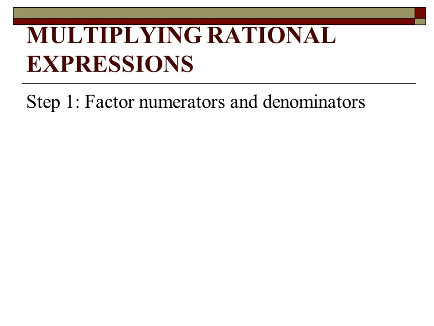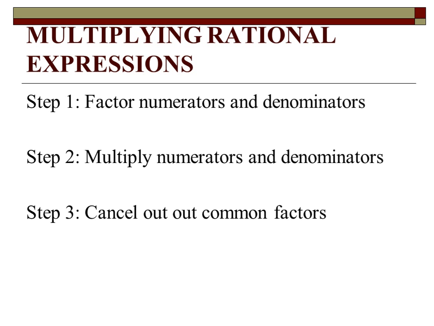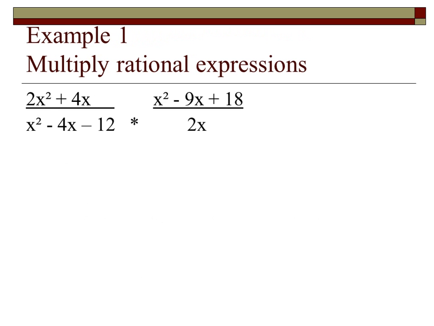Here are the steps. If you memorize these steps, you should be okay. The first thing you do is factor numerators and denominators. In this situation, you factor everything. As you recall, with adding and subtracting rational expressions, you just factor the denominators. But for multiplying and dividing rational expressions, you're factoring everything and canceling out common factors. Which brings me to step 2, multiply numerators and denominators. Step 3, cancel out common factors. And step 4, simplify.